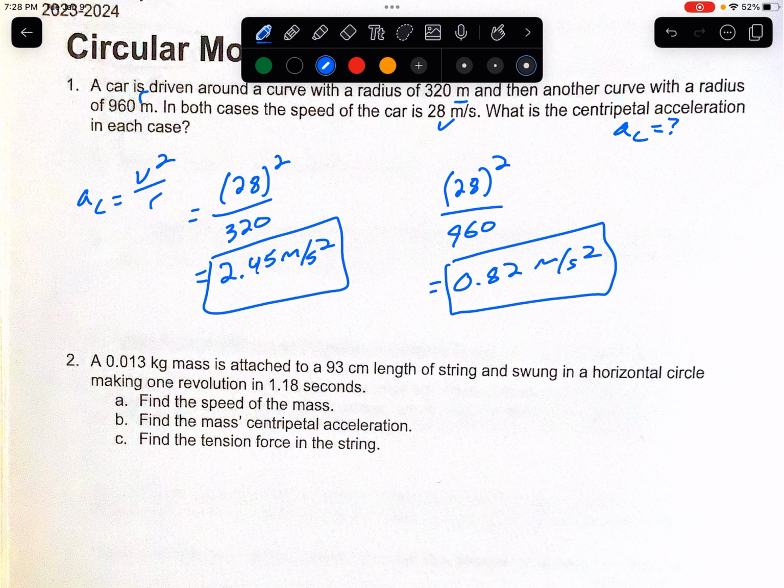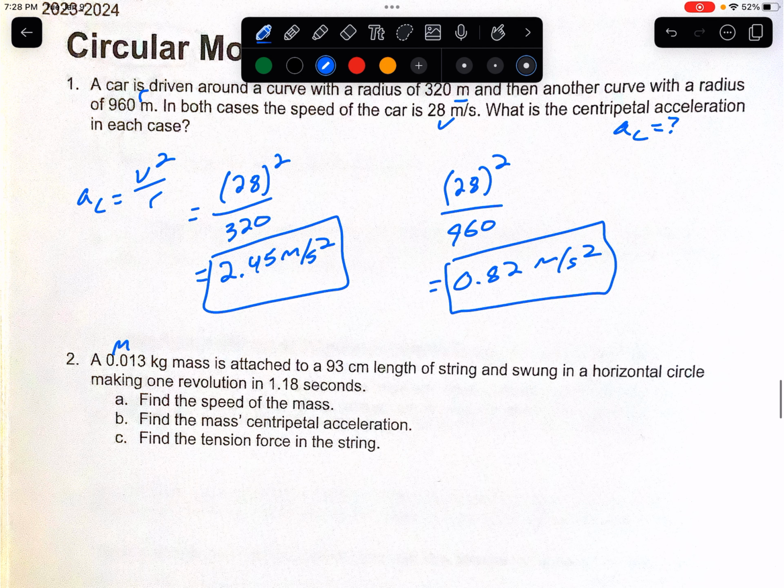Number 2 is a 0.013 kilogram mass, so there's your mass, is attached to a 93 centimeter length. So again, length is your radius. They don't mention anything about diameter, so I don't need to split it in half or anything. Okay, but if you do see this is centimeters, and you can't have that. So remember, there's 100 centimeters in a meter, so 93 divided by 100 is going to give you 0.93 meters. So that is your radius. Okay, and it's swung in a horizontal circle that makes one revolution in 1.18 seconds. That is your time, okay, your period.